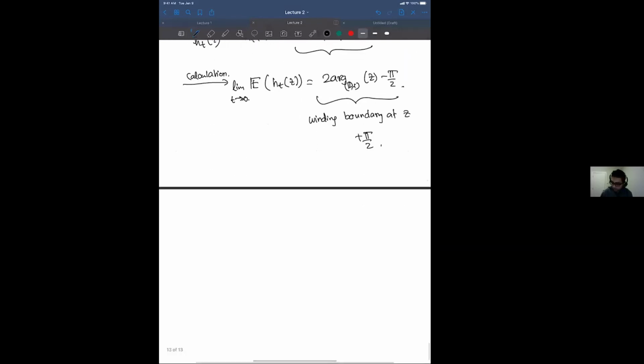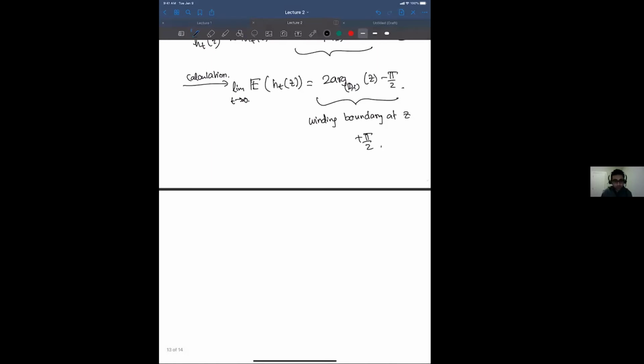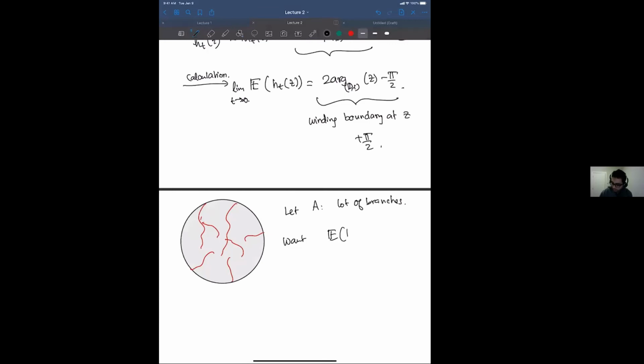Now here comes the key input in order to identify the limit. What we want to see now is how the mean behaves given a whole lot of branches. So let A be a lot of branches, and we want to compute the expectation of HT at a certain point Z conditioned on A. You're given these A branches. What is the mean at a point which is not in A, but we're conditioned on this?